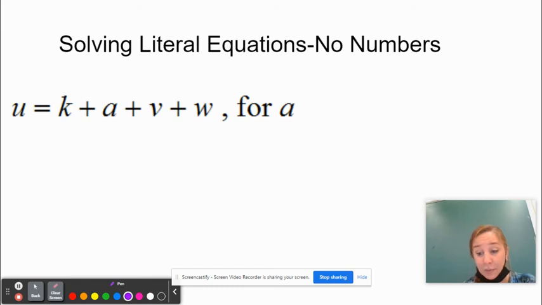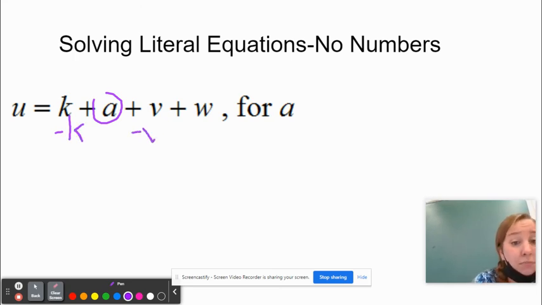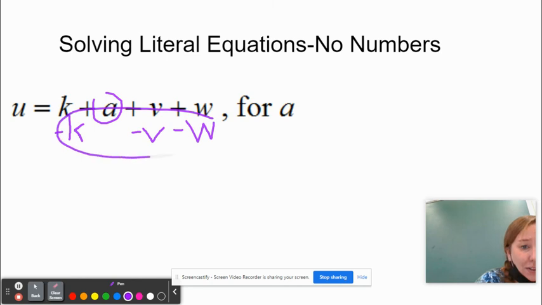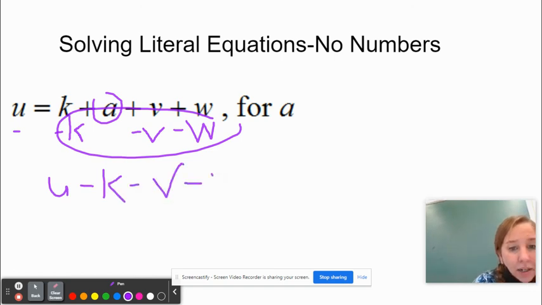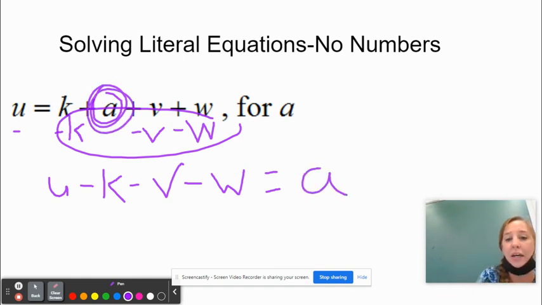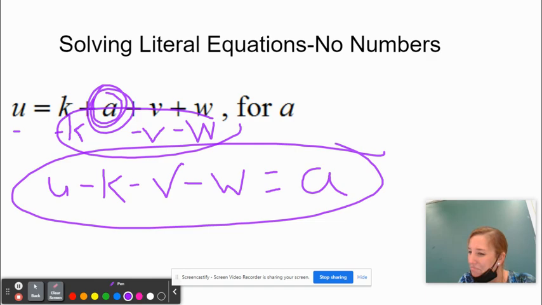Okay, this might look a little intimidating, right? We're trying to get the a alone. But really, we could just do everything in one step if we're really feeling good about it. We could say, well, this k must get subtracted. The v must get subtracted. The w must be subtracted from both sides. So we would have to do subtraction from the u also. You would just be left with u minus k minus v minus w equals this thing that's left, a. So that was pretty quick. Not too bad.